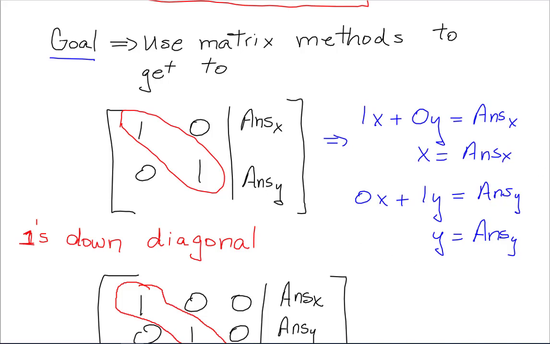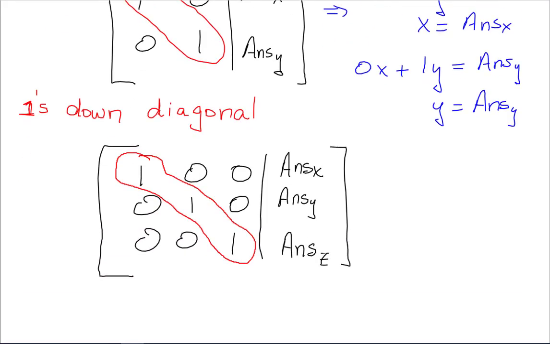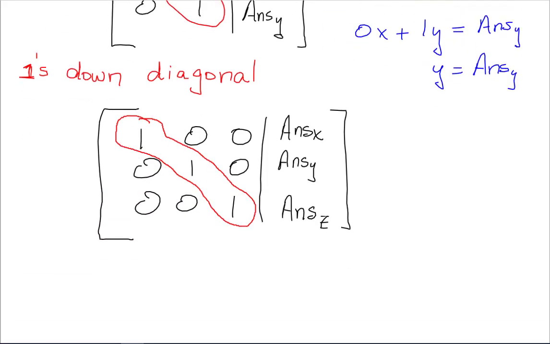Now, if our matrix gets bigger, where we had 3 equations, then it looks like 1's down the diagonal and 0's in every other place. And if that's possible, we're going to get an answer for x, an answer for y, and an answer for z on the right hand side.